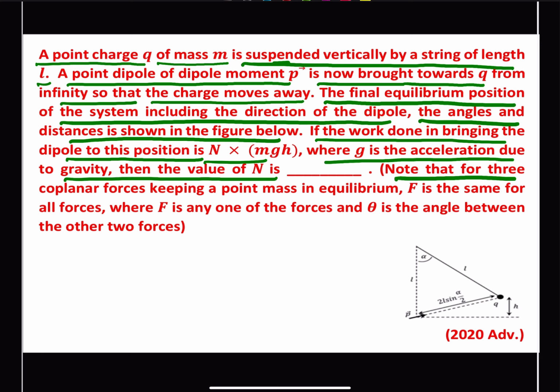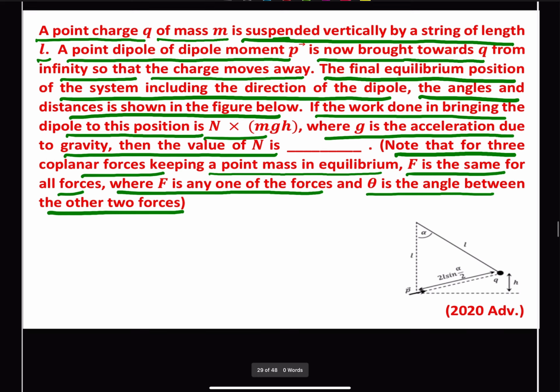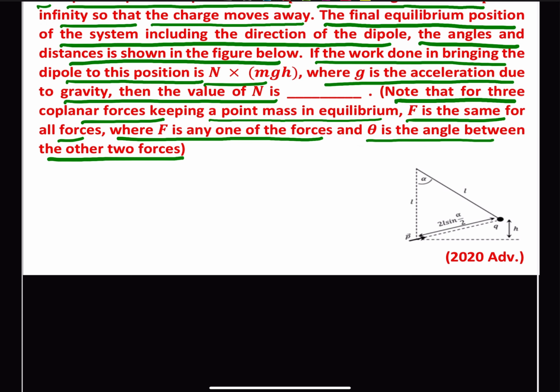Note that for 3 coplanar forces keeping a point mass in equilibrium, F is same for all the forces, where F is any one of the forces and theta is the angle between the other two forces. So the basic figure is given to us, and this is the final figure.